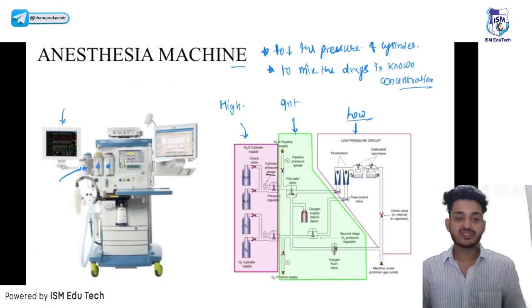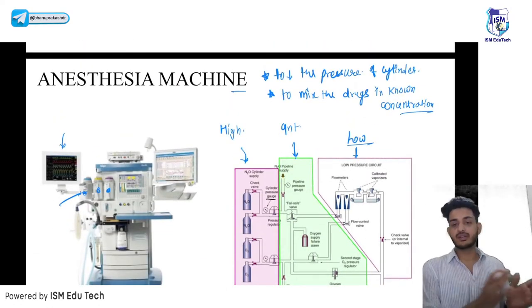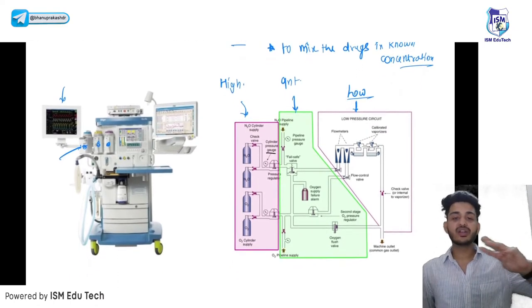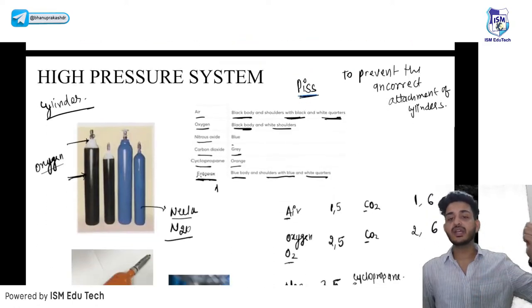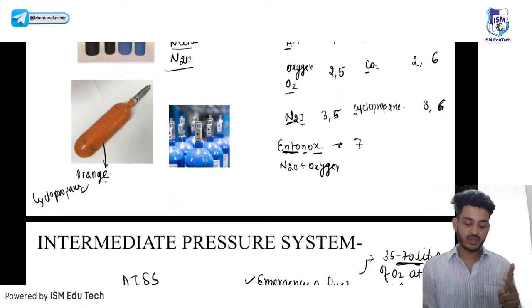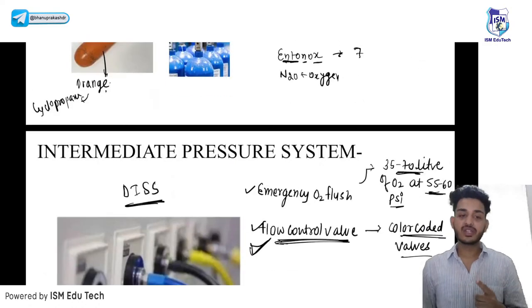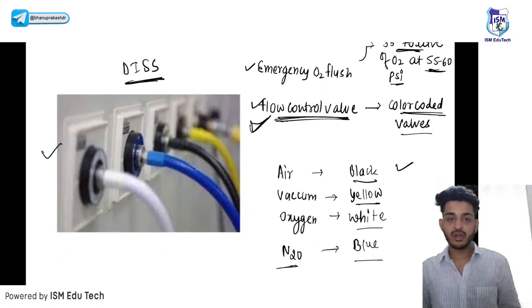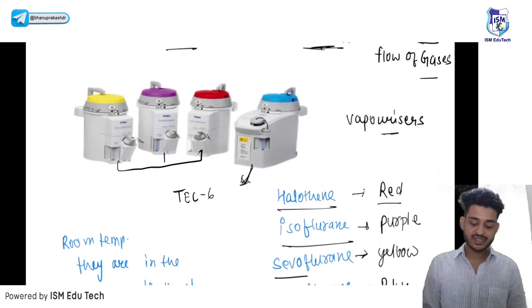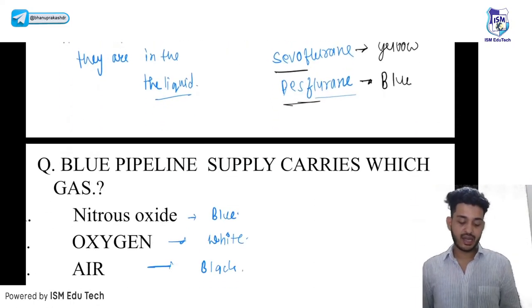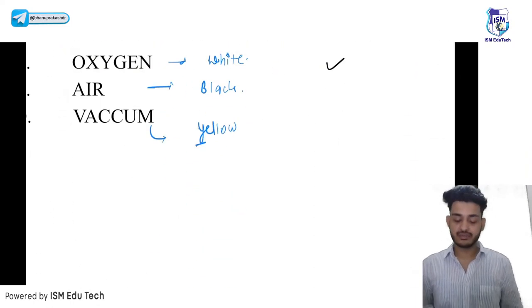Okay, after this we have seen the anesthesia machine, the three systems, high pressure and low pressure system, pin index. And the color of the cylinder is very important. Next one is your diameter index safety system. These are the color codings you should remember. Third one is your low pressure system, and the blue pipeline, that we have completed.